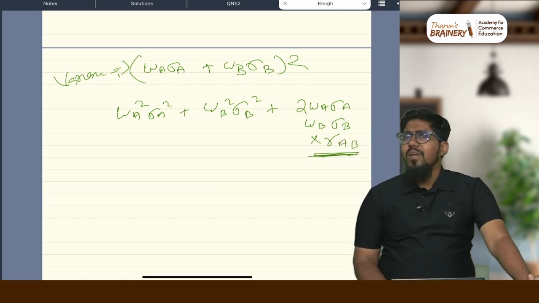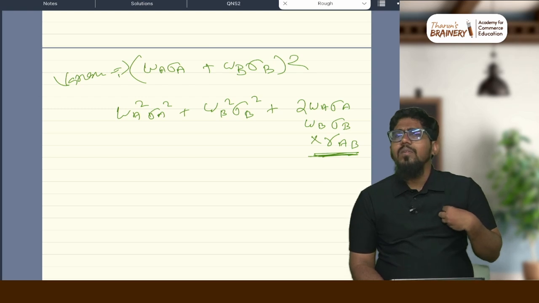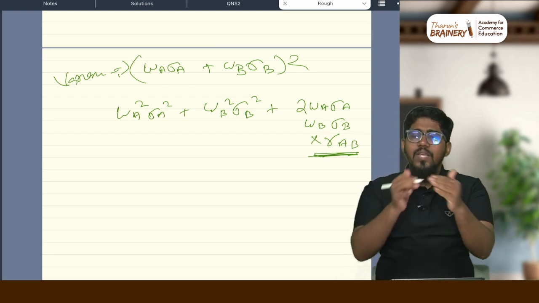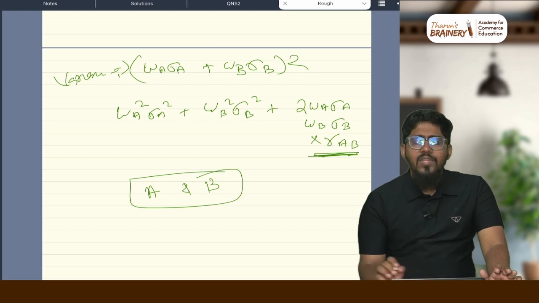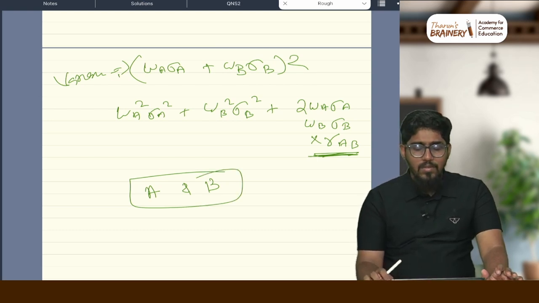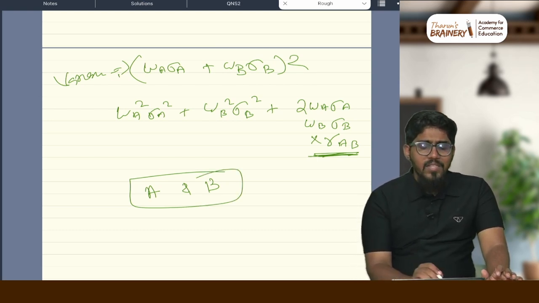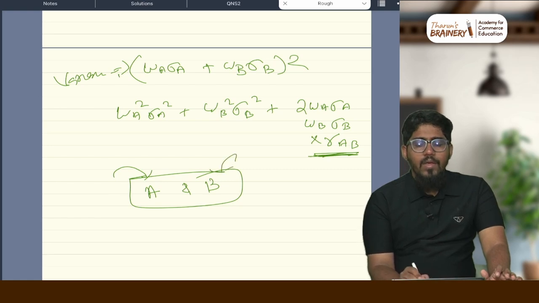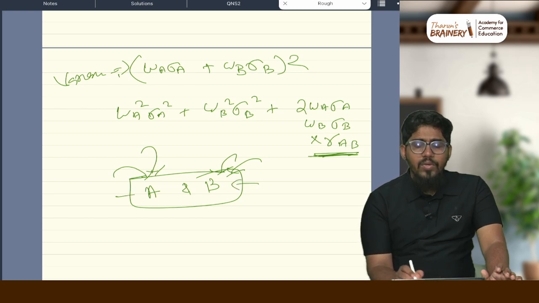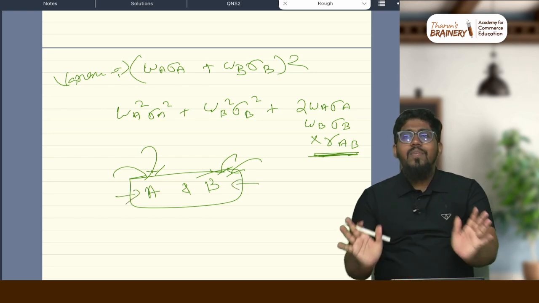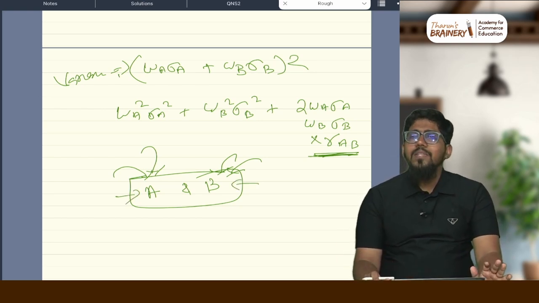Why, sir? Whenever we are investing in more than one security, security A and security B, one factor that will affect is the weight of the security. Another factor that will affect is the risk of the security. Third factor: how these two securities move together. That is the third factor, which means the correlation.